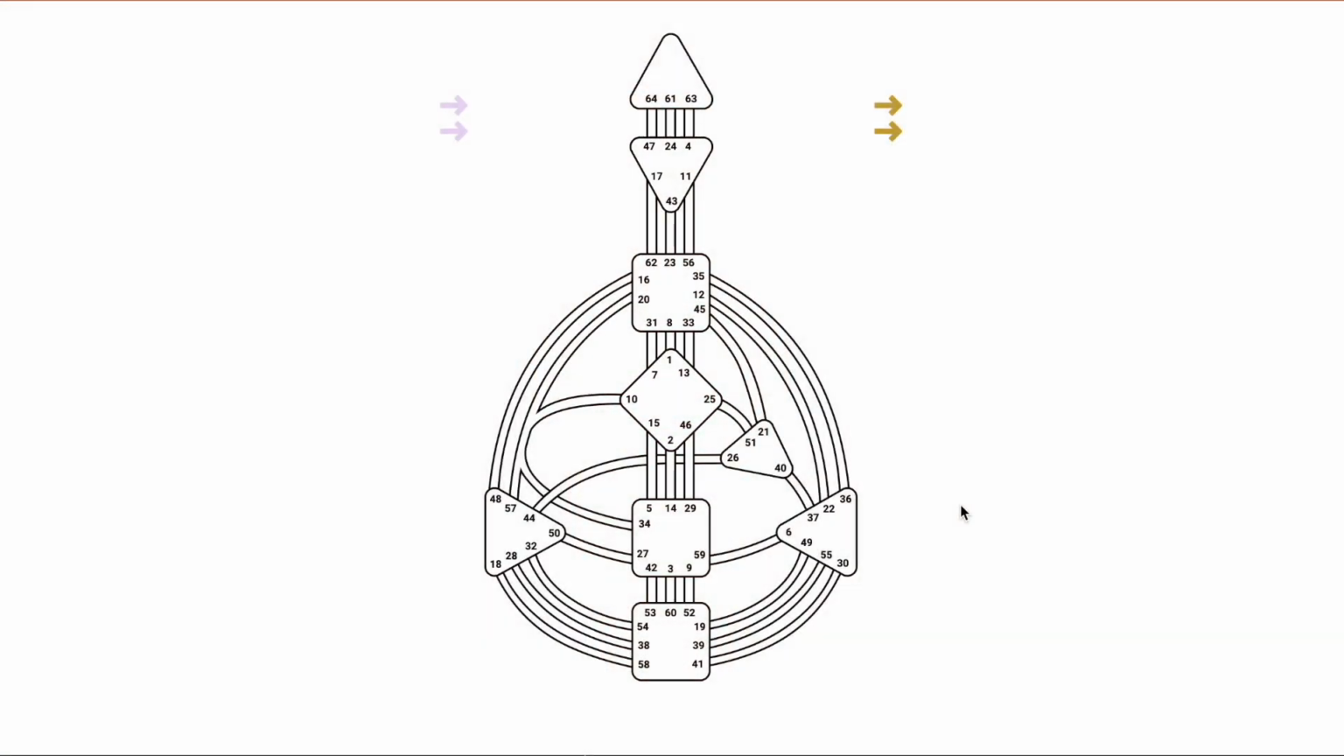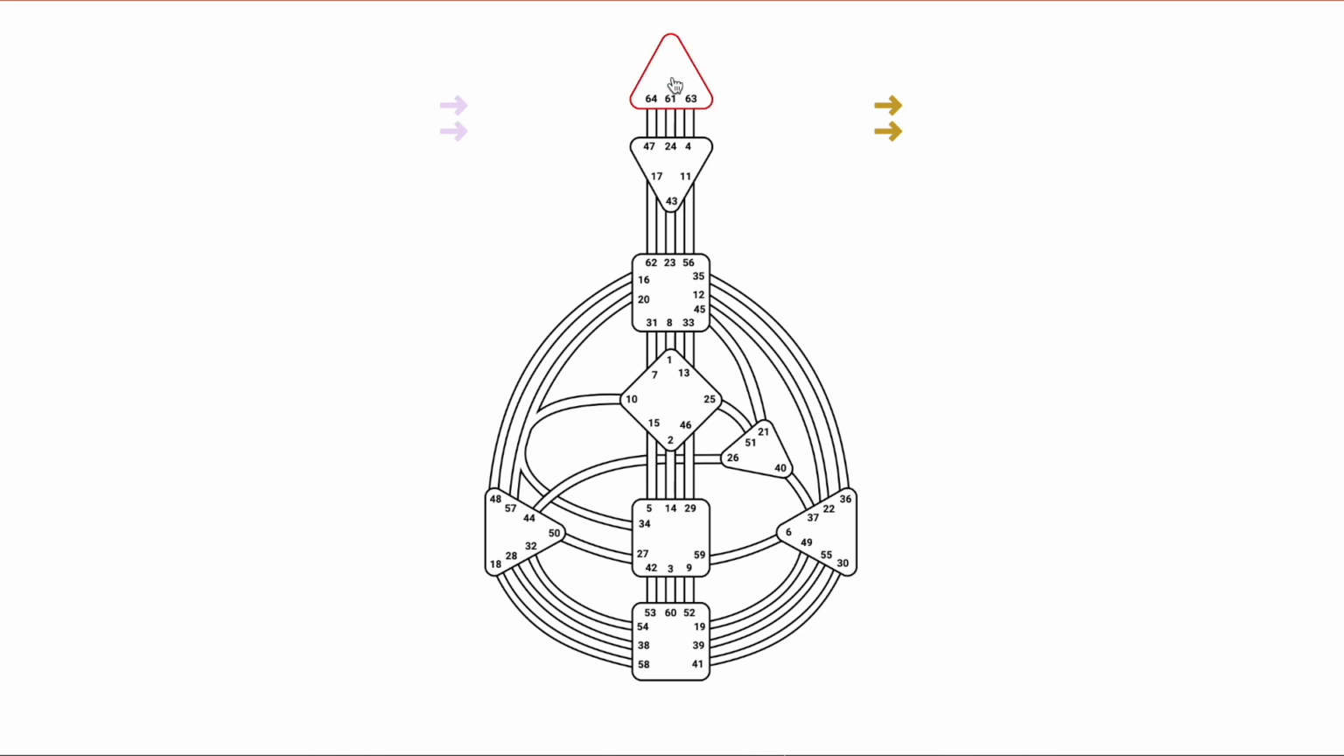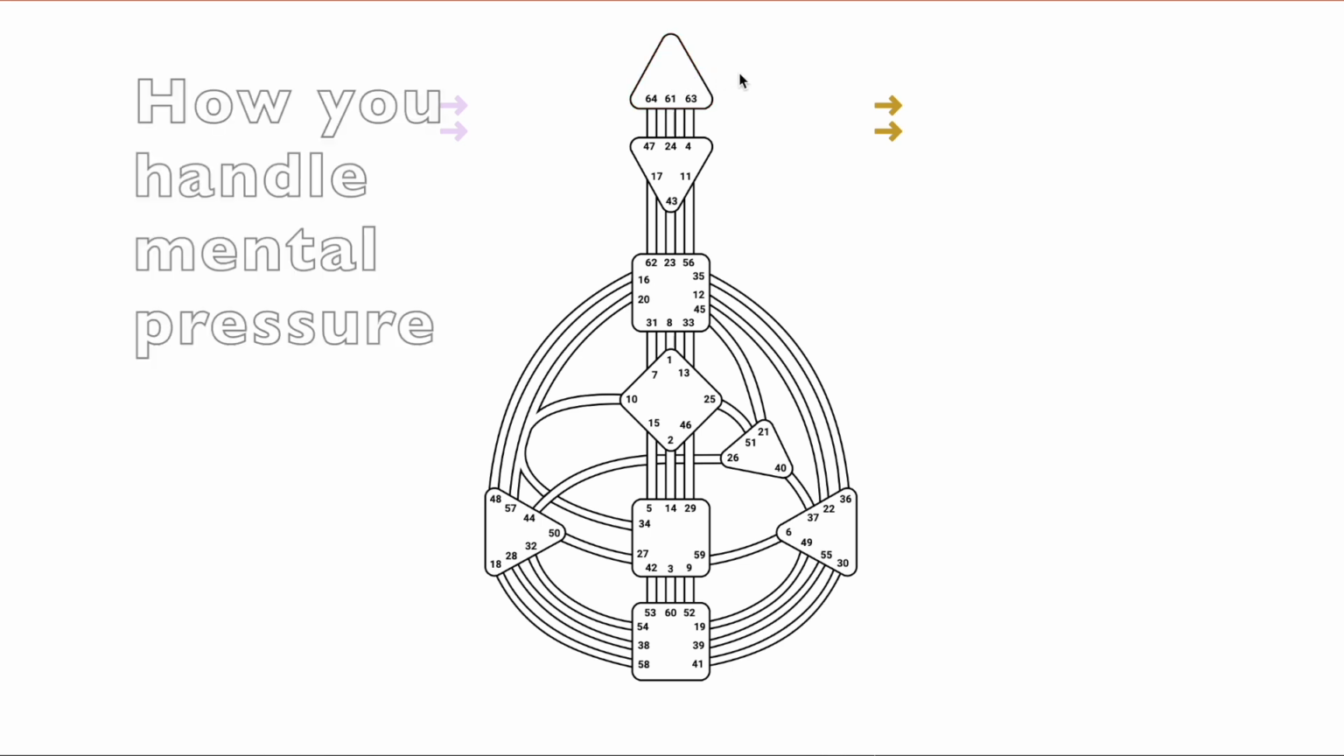So let's get started. First of all, in human design, the Crown Energy Center is located at the top of the body graph. This center is all about inspiration, ideas, and questions. It's a starting point for mental processing and serves as a gateway for the thoughts that enter your mind. Whether it's defined or undefined, the Crown Center plays a crucial role in how you process and handle mental pressure.